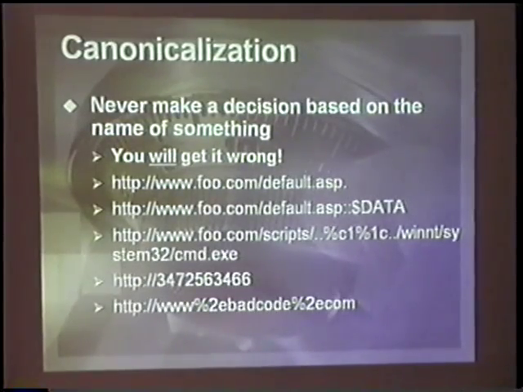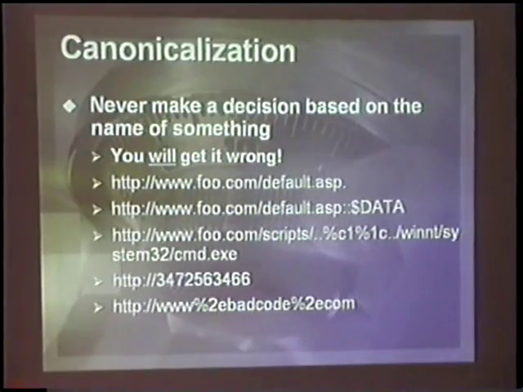So, canonicalization problems: never make a decision based on the name of something, because there's often more than one way of correctly naming a file or a resource. If you say, "if I see this, I'm not going to allow it," an alternate way of naming it, which is still valid, gets through. Here are some examples. I give web examples, but these don't have to be web examples at all.